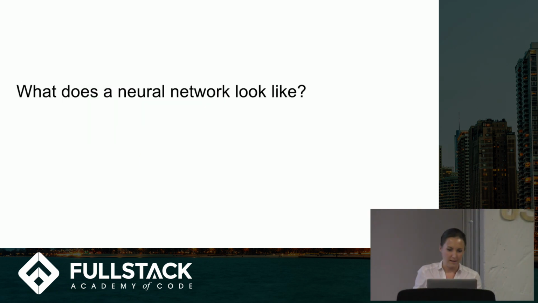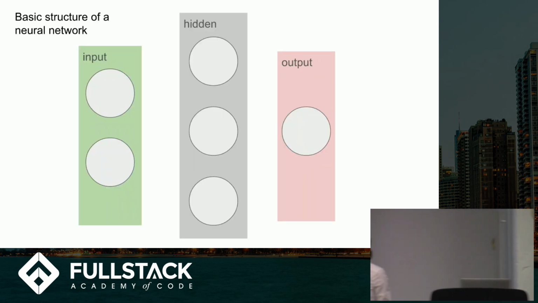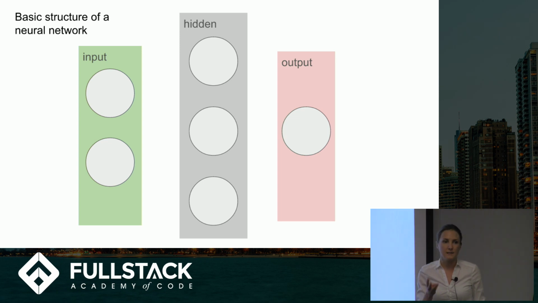So what does a neural network look like? What's its basic structure? At its most basic, a neural network is comprised of 3 layers, and each layer contains neurons. So we can see right here, this first layer, the input layer, has 2, the hidden layer has 3. Normally, the hidden layer just contains some amount of neurons between the input and the output layer's number of neurons.